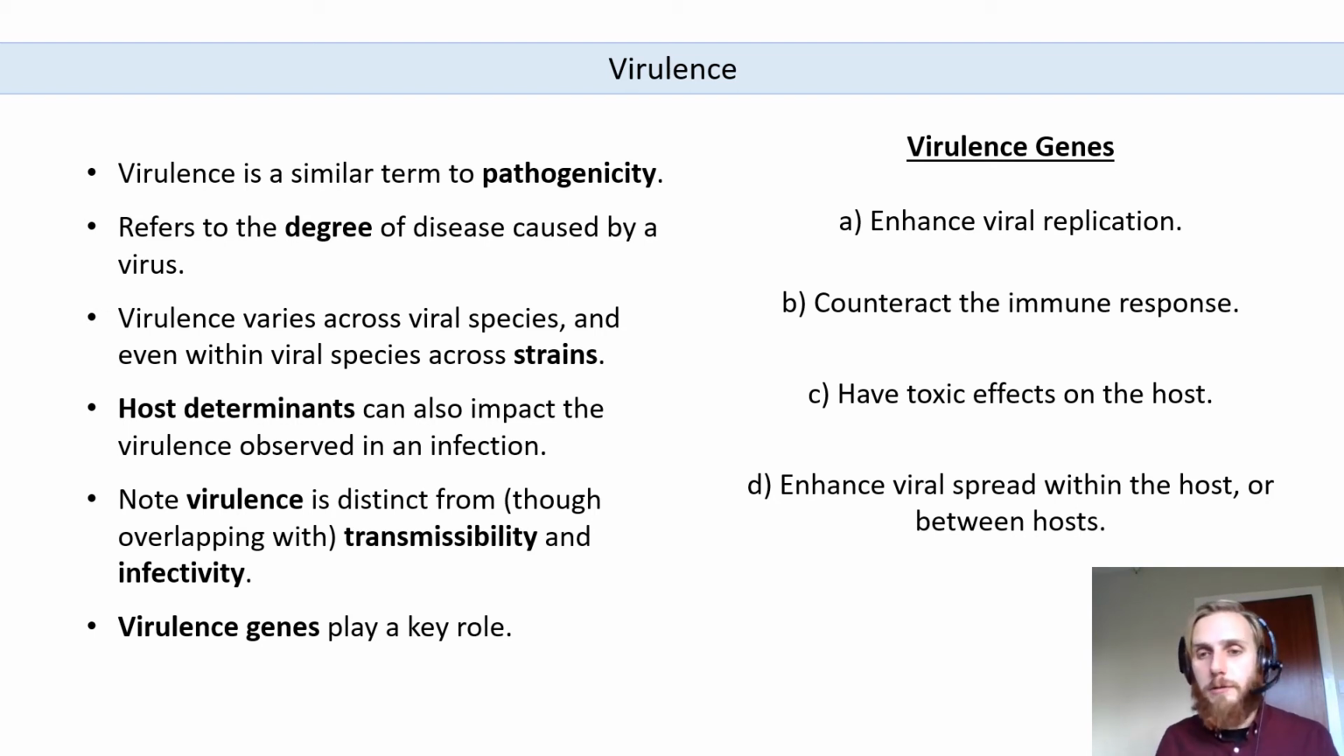Another way of phrasing that is it's pretty clear for us to see how a virus that is deficient in a particular gene that plays one of these four roles, that has the ability to do one of these four things, would potentially be deficient in its ability to cause disease. So it would potentially cause a lesser degree of disease.